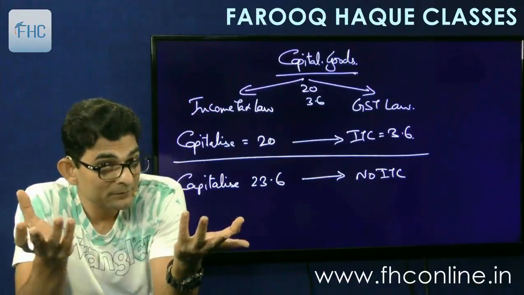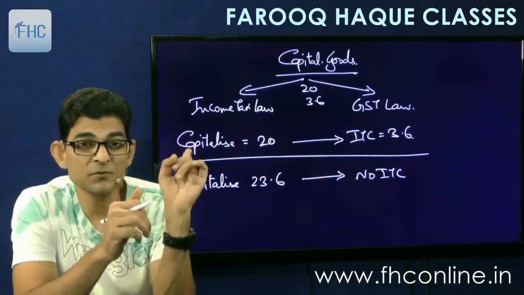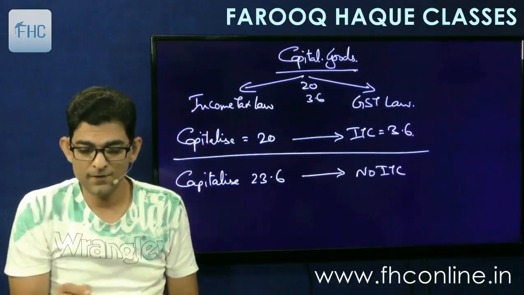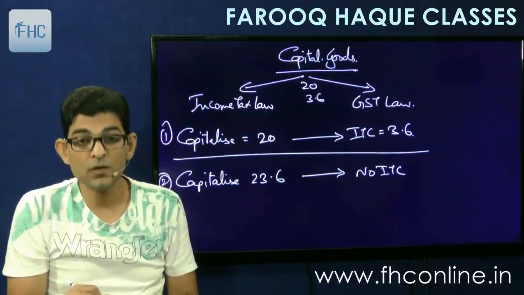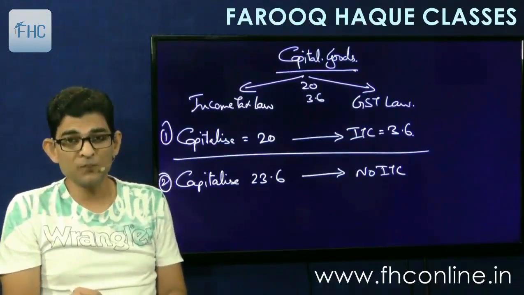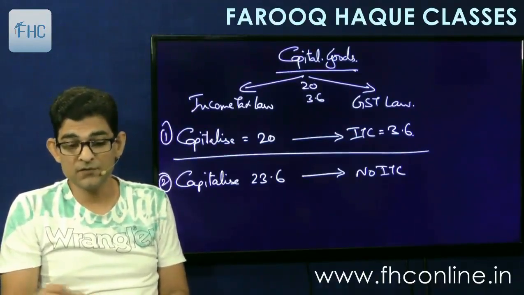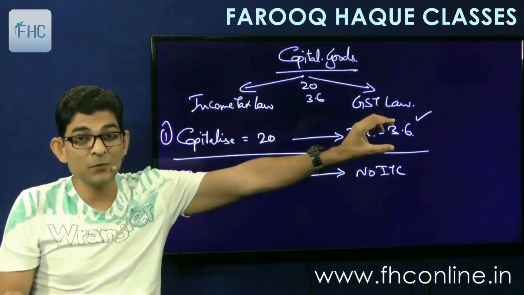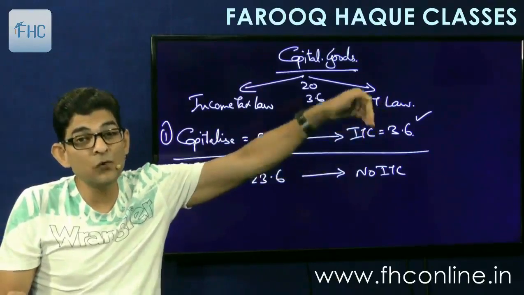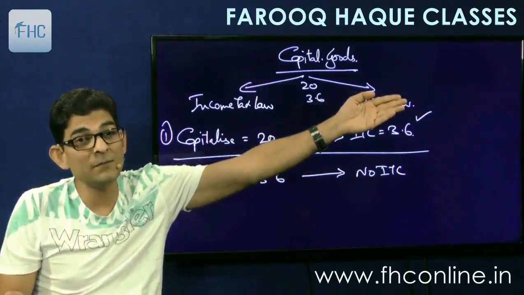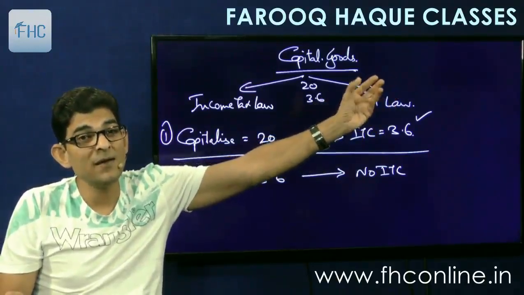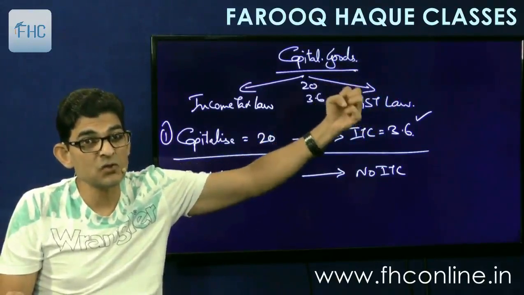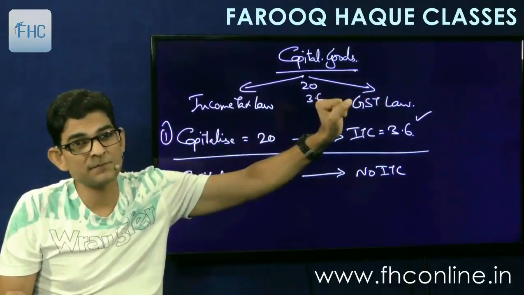Now, which is better? Which is the better option, option 1 or option 2? This is option 1, this is option 2. Which is better? Obviously, option 1. This is the better option, because if I take credit of 3.6 here, I can set off the full 3.6 against my output liability. It means my cash saving will be 3.6.